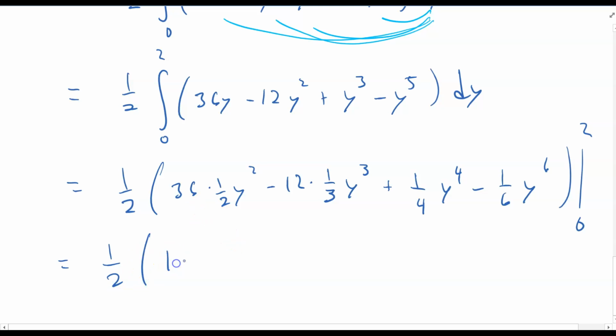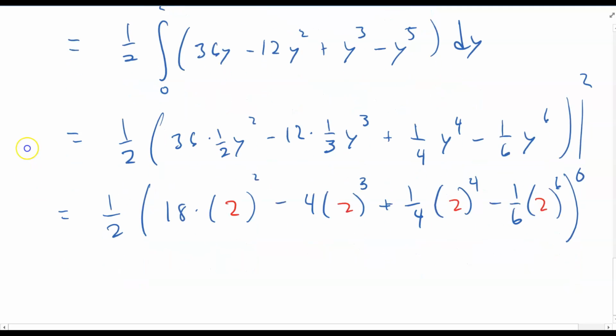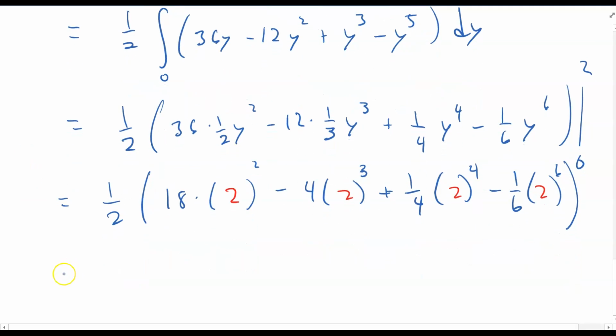36 times 1/2 is 18. We're going to get 18 times 2 squared minus 12 times 1/3 is 4. And we got to cube it, plus 1/4, and then we got to raise it to the 4th power, minus 1/6 raised to the 6th power. Alright, now we're plugging in 2 everywhere. And then we would also have to plug in 0 everywhere, and then subtract that result off, but clearly that's going to make everything 0, so I'm not even going to bother writing that. And then we just need to clean this up.